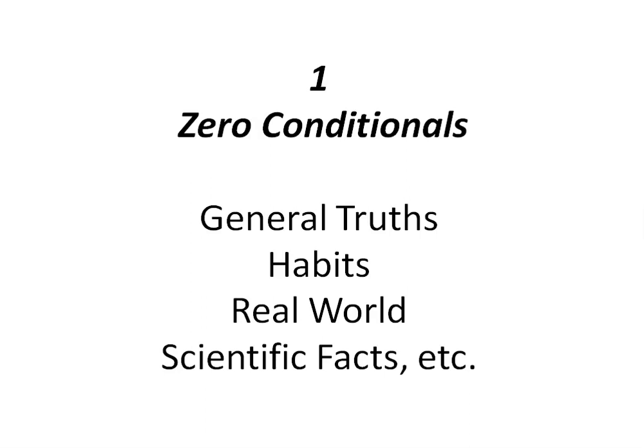Once again I would like to repeat, zero conditional sentences or conditional clauses can be used in these four situations. The first one, expressing general truths. The second one, habits. The third one, real world examples. And the fourth one, scientific facts. Let's see some examples to understand this concept better.